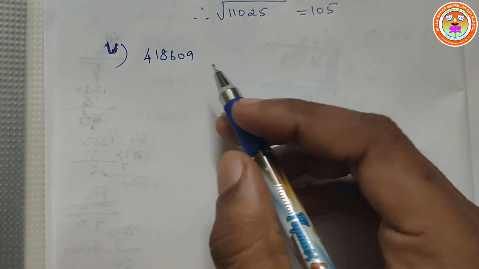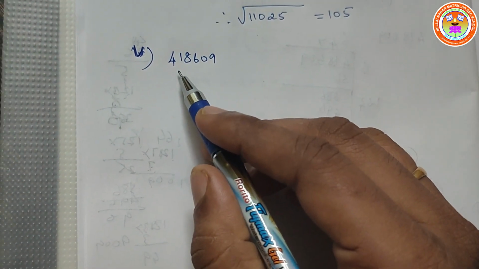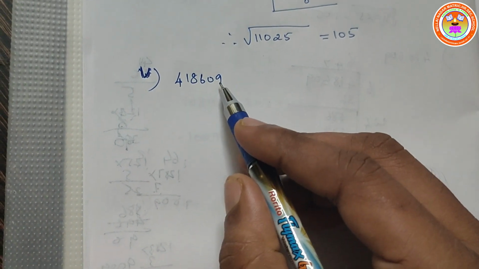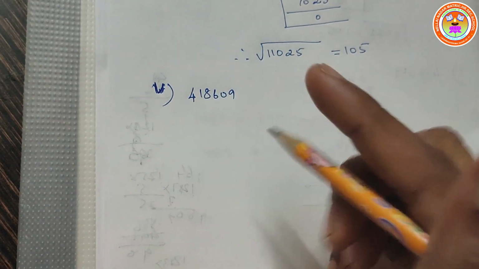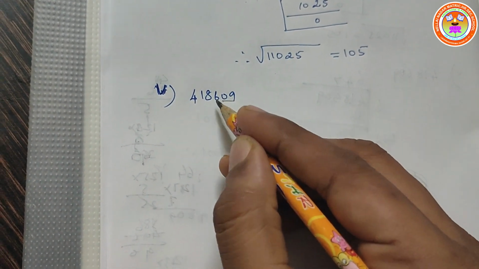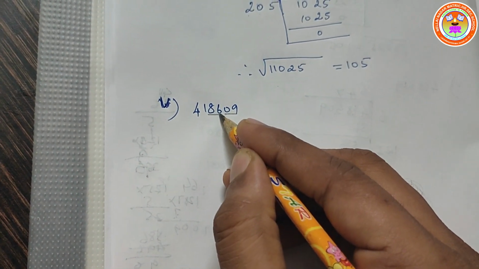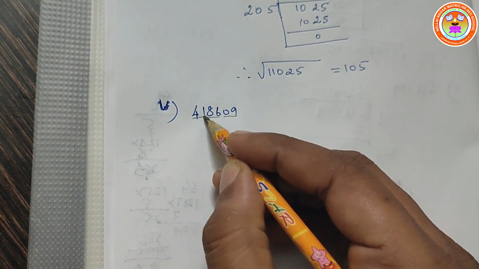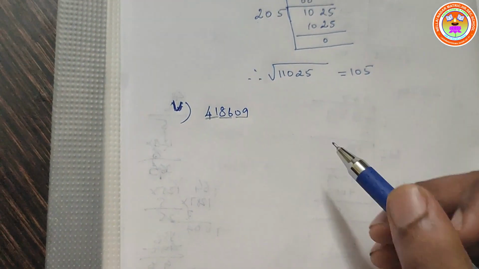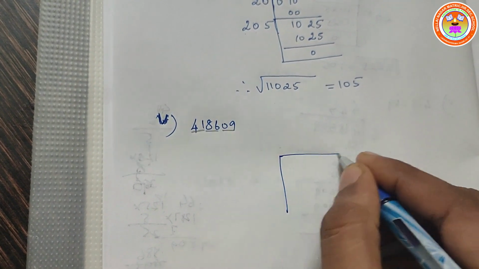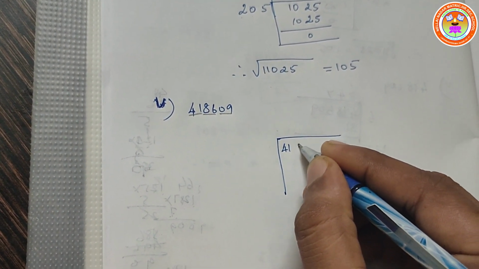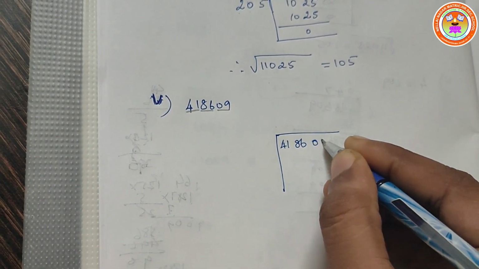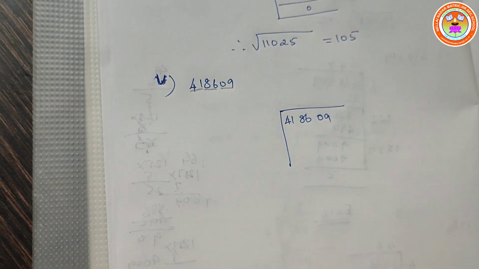The next number is 4,18,609. So for that you have to pair it from the ones place. Ones and tens one pair, hundreds and thousands one pair, and 10,000 and 1 lakh one pair. So if you divide it in the long division method, 41 is one pair, 86 another pair, 09 is one pair. So 2 pairs you have to do it.